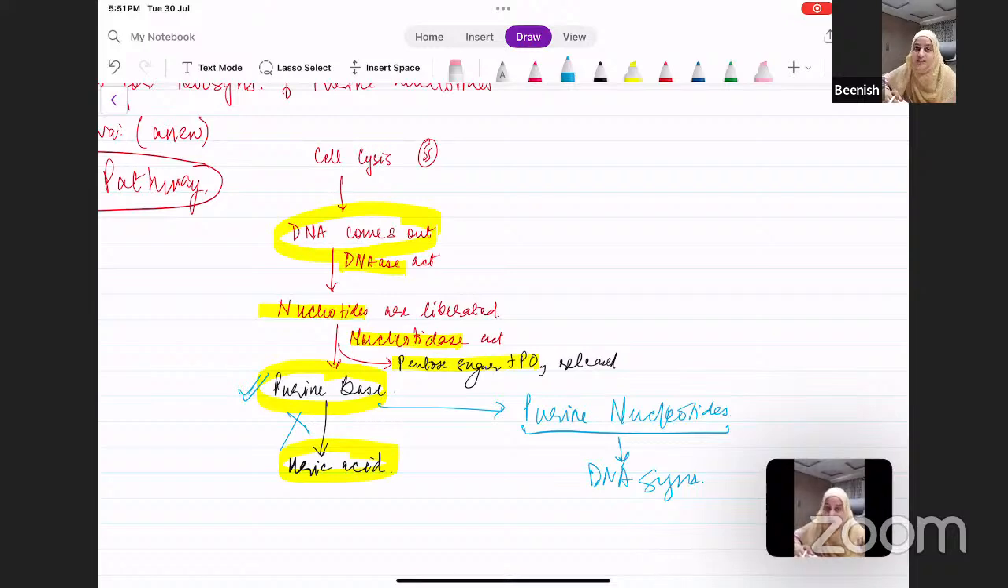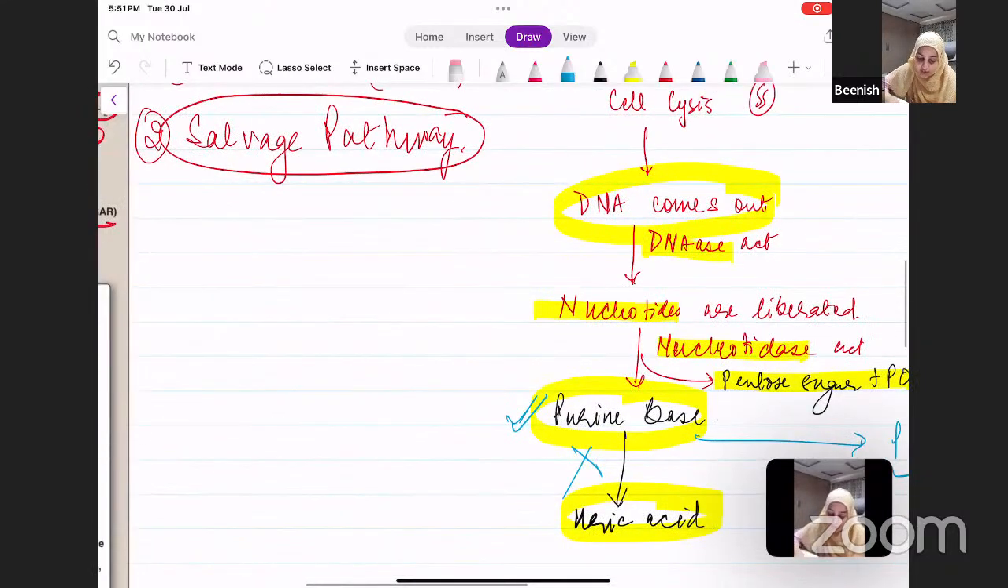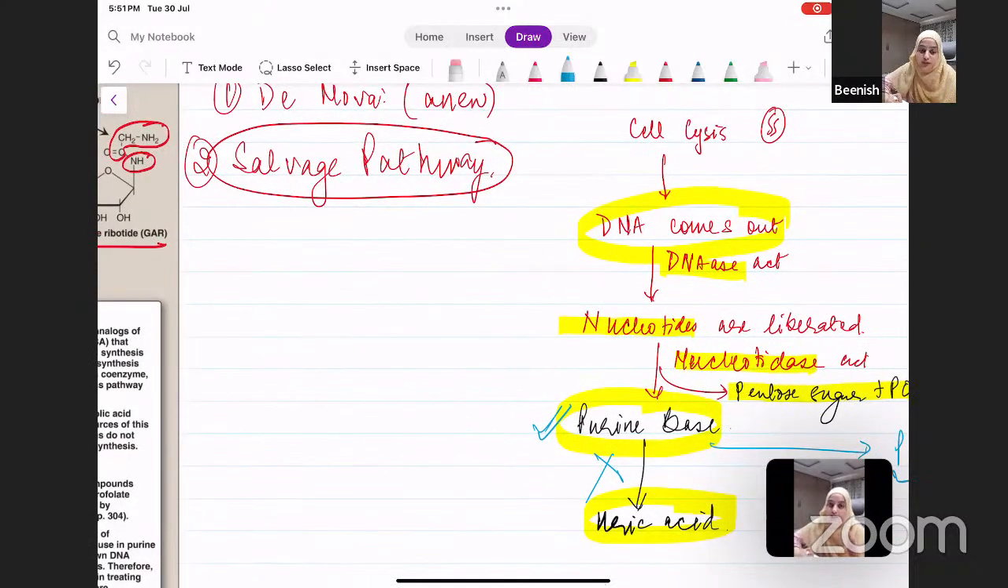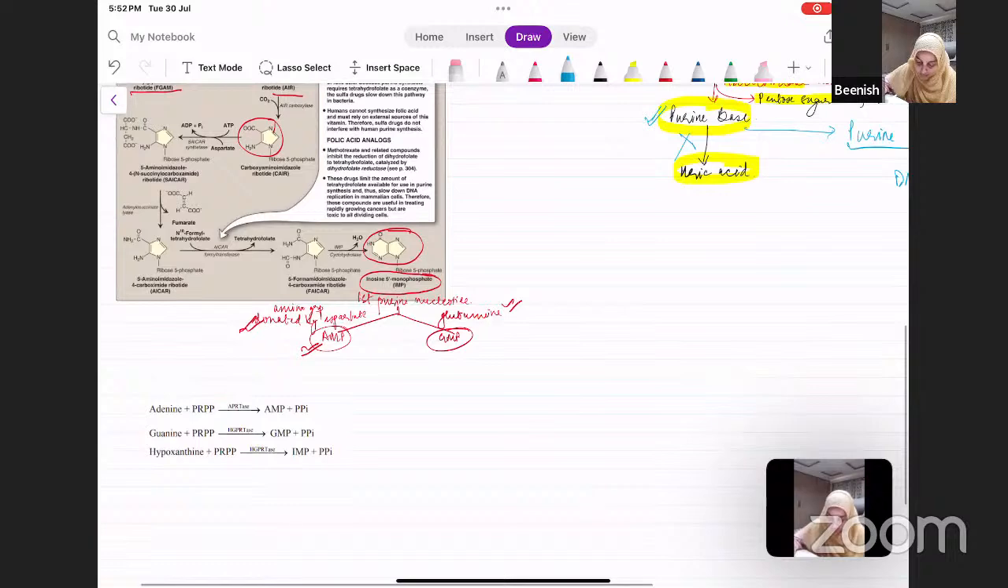Now, in the salvage pathway, there are two types of reactions taking place: salvage pathway 1 and salvage pathway 2. Where you are salvaging the purine bases, that is, the purine base is being converted to a purine nucleotide, that takes place through a phosphoribosylation reaction. And where you are salvaging a purine nucleoside, in a nucleoside you're only lacking a phosphate. So when a purine nucleoside is converted into a purine nucleotide, that is through a phosphorylation reaction. I'll write this down for you so it becomes clearer.